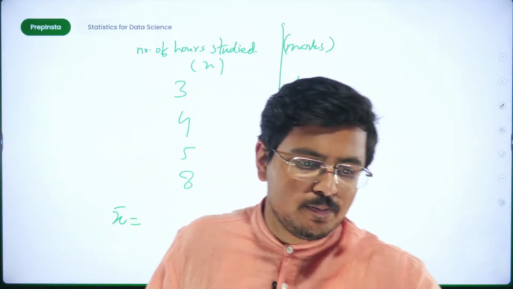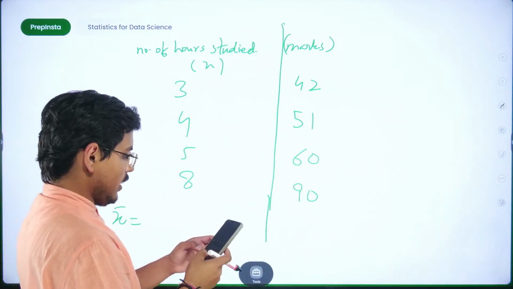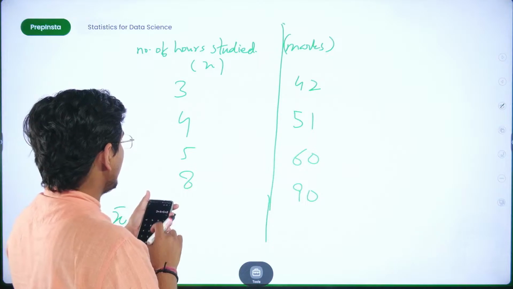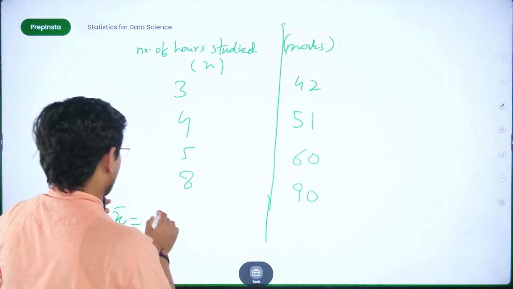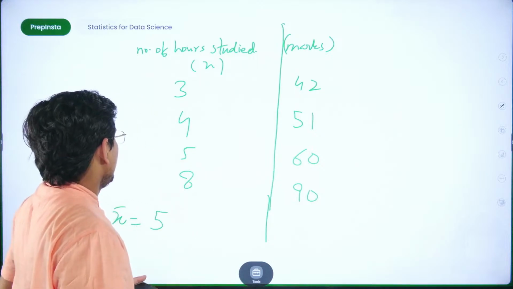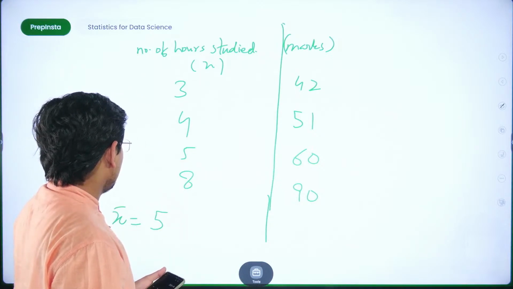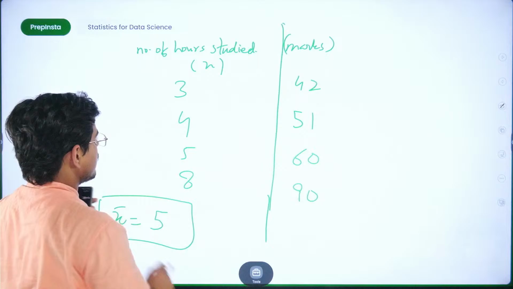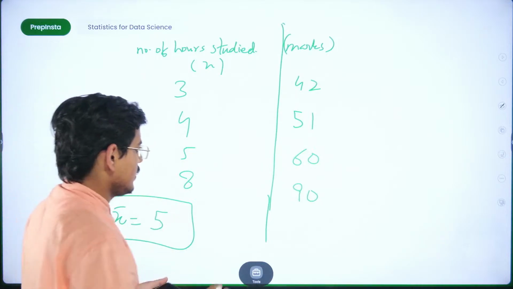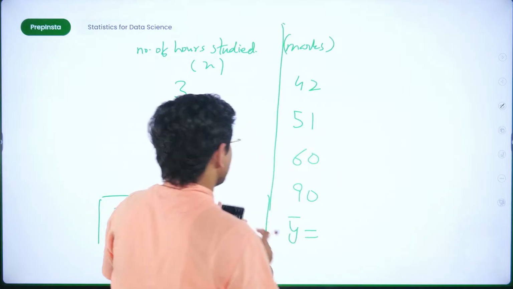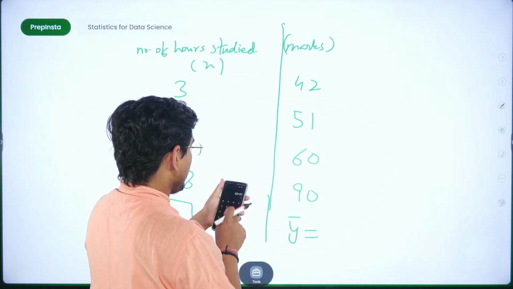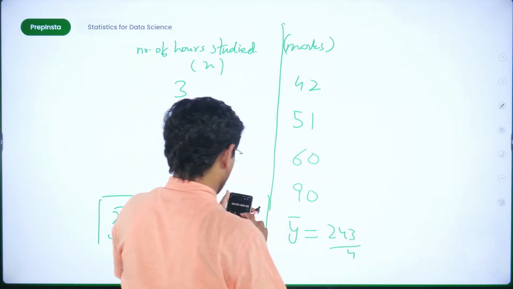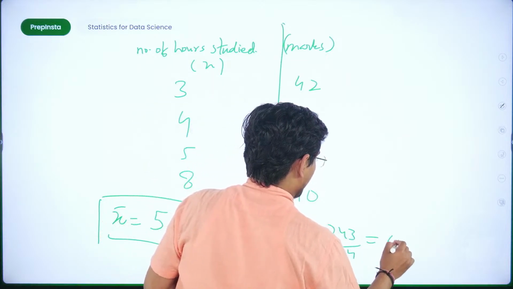Let's see. So here I'll try calculating this, 3 plus 4 plus 5 plus 8. So this is nothing but 20, and 20 divided by 4 is nothing but 5. So I hope this looks good. Yes, it does. So this sum turns out to be 20, and the sample mean comes out to be 5. Here the sample mean is 42 plus 51 plus 60 plus 90. So this is 243 divided by 4. And this is nothing but 60.75.